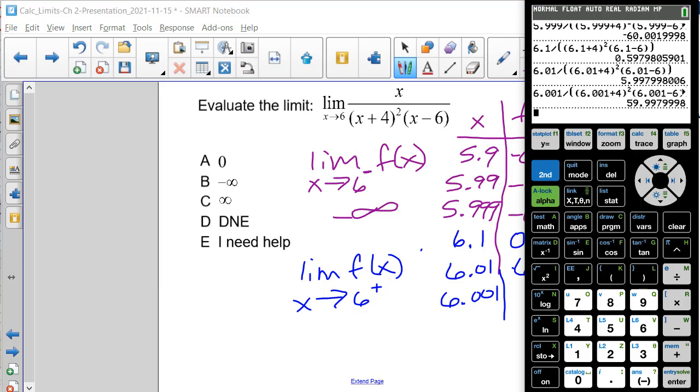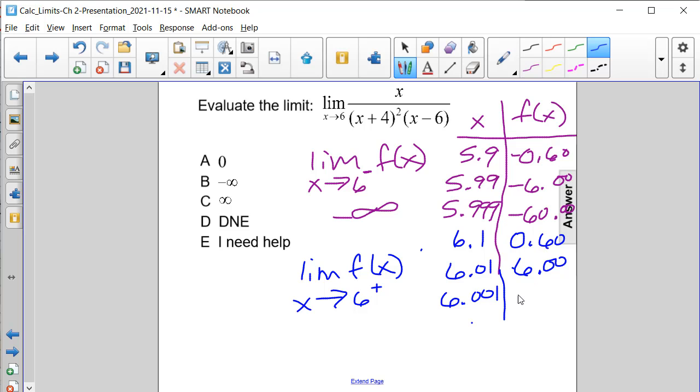Because the 7 would round this up, the 99 hundredths up to a whole, so it would be 6. And if we do 6 and 1/1,000th, substitute that in for x, we get about 60 if we round to the nearest hundredth. So that's about positive 60. So we can see this one is positive infinity. Therefore, since these two limits do not match, this limit does not exist, or answer choice D.